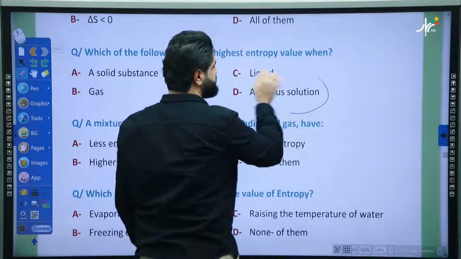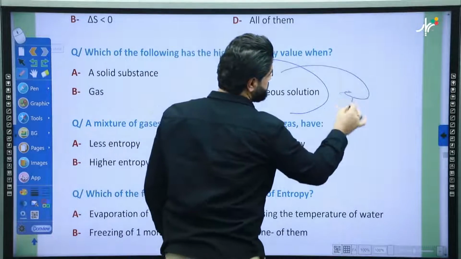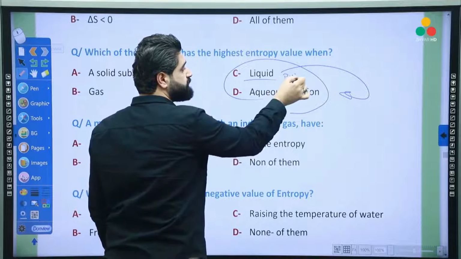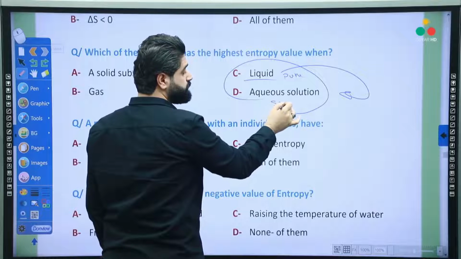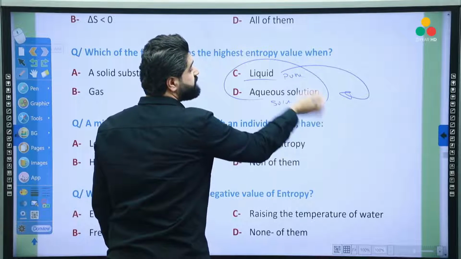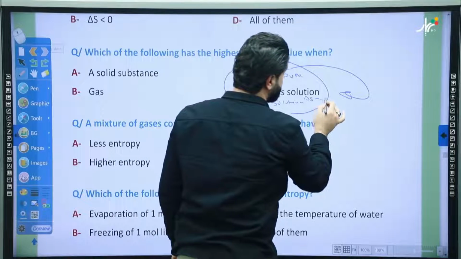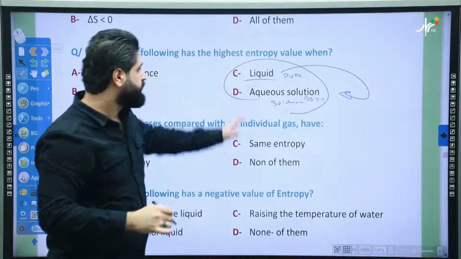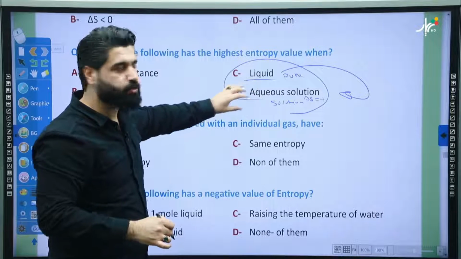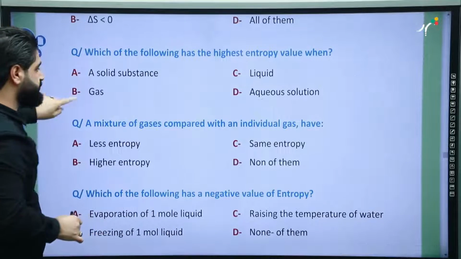Comparing liquid to aqueous, converting liquid to aqueous. Look, liquid means pure substance, but aqueous is a solution. So delta S for this is higher than this. In this case, delta S is positive. So comparing liquid to aqueous, aqueous has more entropy, more randomness than the liquid.